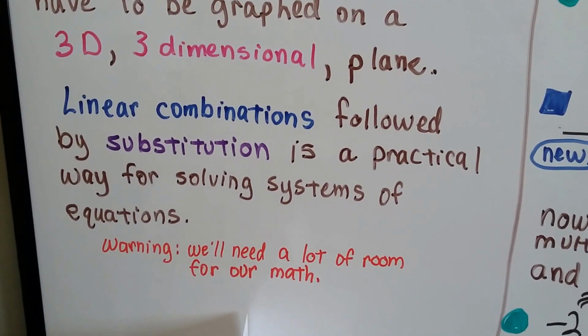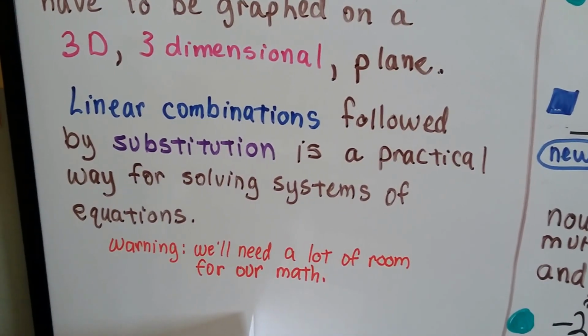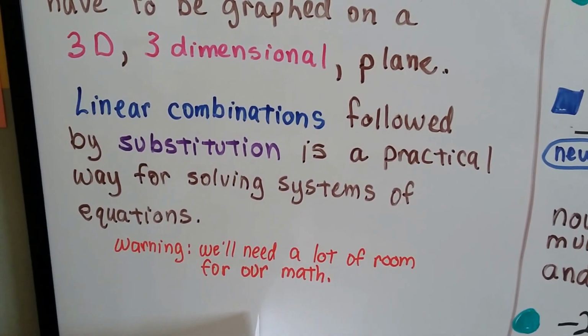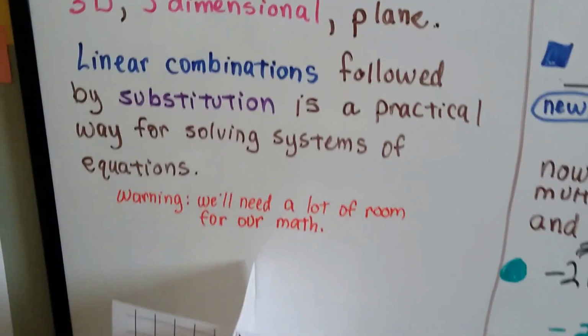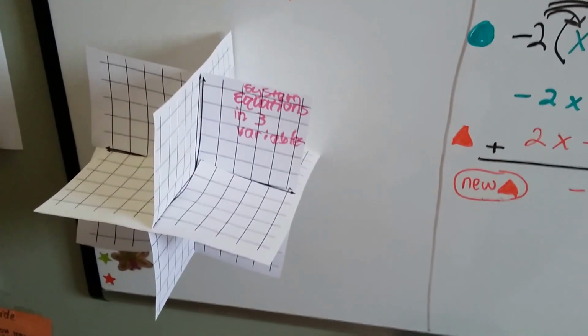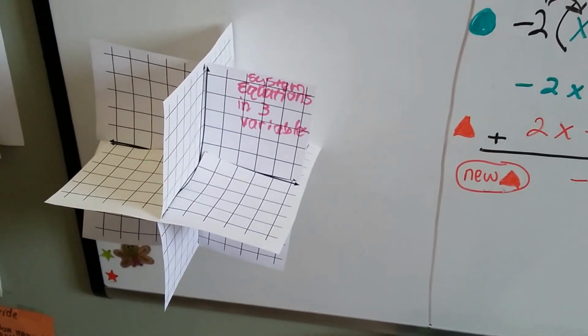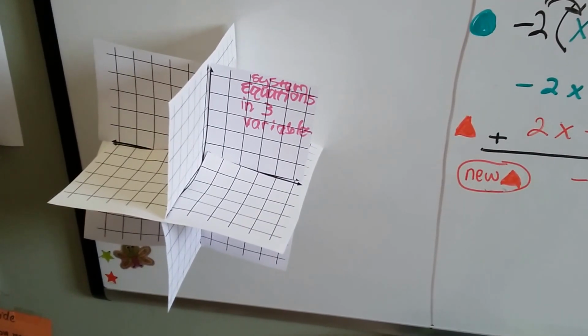Now we're going to need a lot of room for our math. You might need a whole sheet of school paper or even a half sheet of school paper just to do one of these problems, so be prepared. Now, it would be graphed on a plane that would look like this, and that's why we have to use elimination and substitution. That's why graphing can't solve this.